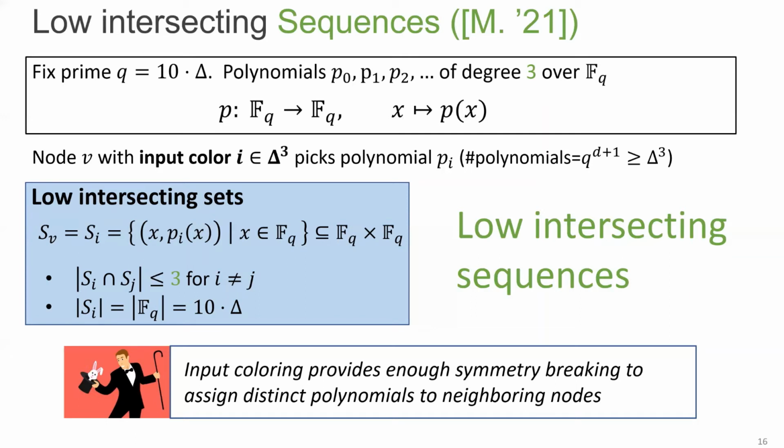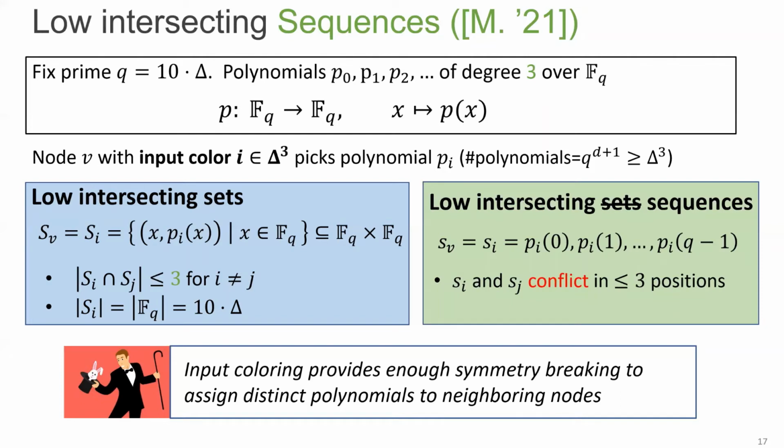The main message I want to get across here is that we only do a slight variation of this construction. Instead of low intersecting sets, as Linial uses them, what we construct using polynomials are so-called low intersecting sequences. So we just do the same, but we evaluate the polynomial and write the evaluation as a sequence: P0, P1, P2, and so on. Now the property that we get is that two of these sequences intersect in at most 3 positions. And each element of this sequence now lives in F_q, so it is of size 10 times delta.